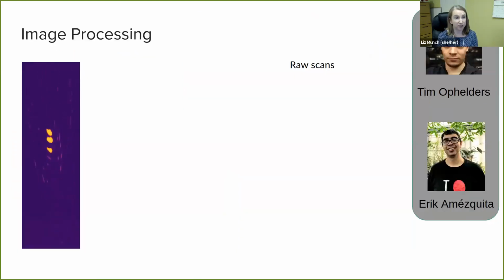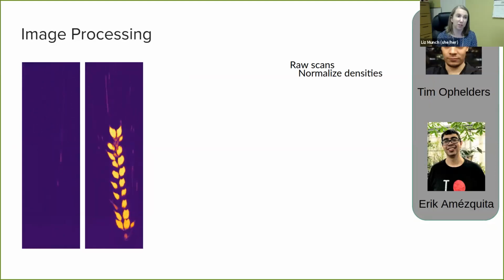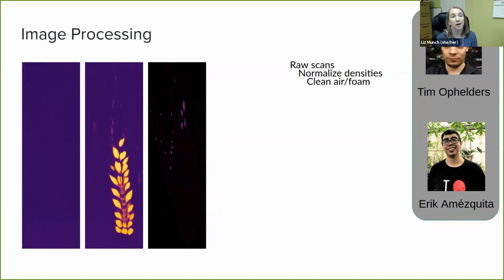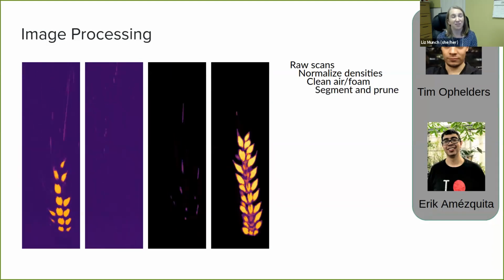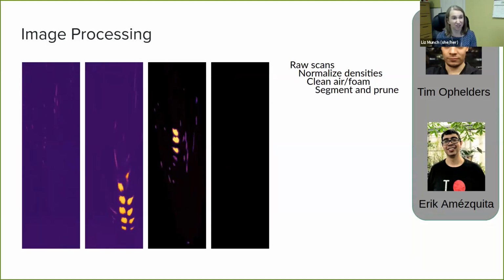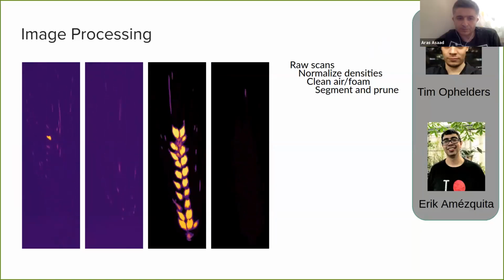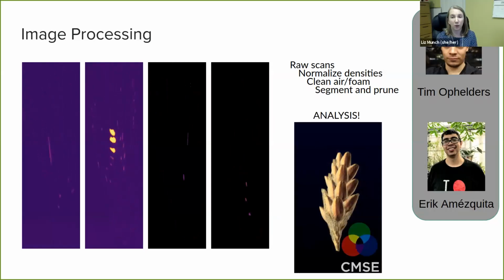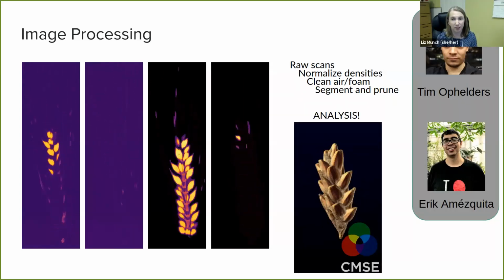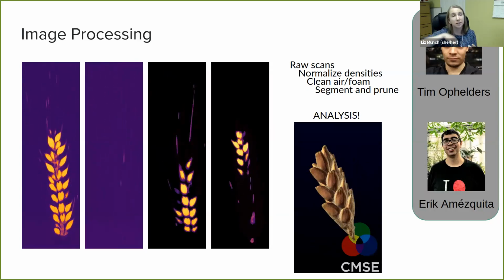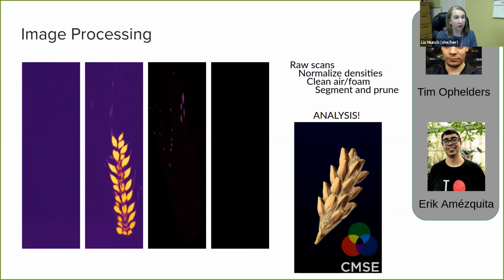The next thing to deal with is image processing. We have these raw scans. We have to do some normalization of densities. You have to remove the air and the foam. The spikes off of the top, the hairy stuff, cause all sorts of problems with image processing, so for the moment, we have gotten rid of it because we can't deal with it yet. What's left after all of this image processing are essentially these nice little clusters of the seeds that we can work with for analysis.